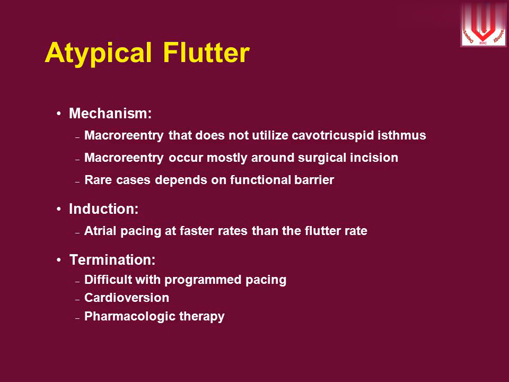Atypical flutter: mechanism, induction, termination. Macro reentry that does not utilize the cavotricuspid isthmus. Macro reentry occurs mostly around a surgical incision, and in rare cases depends on a functional barrier. Induction: atrial pacing at faster rates than the flutter rate. Termination: difficult with programmed pacing.